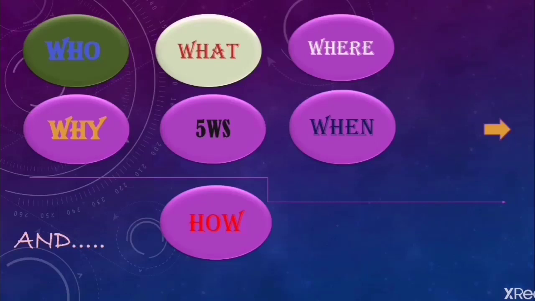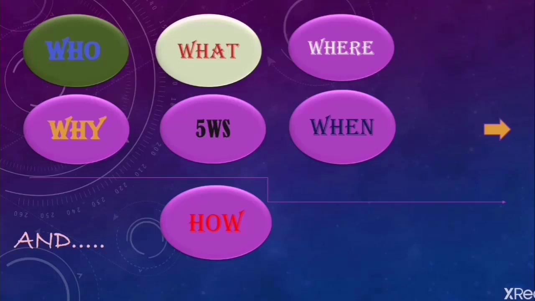You can form a longer and more interesting sentence by using 5 W's and how. Let's learn how to use them. Here are 5 W's and how. These words are who, what, where, why, when, and how. Now I will tell you how these question words will help you to make your sentences long and meaningful.